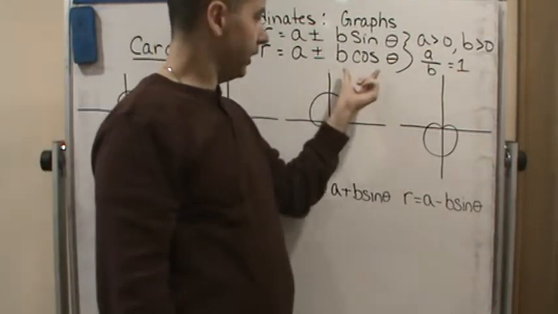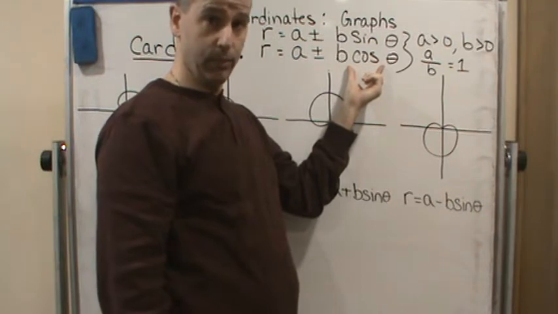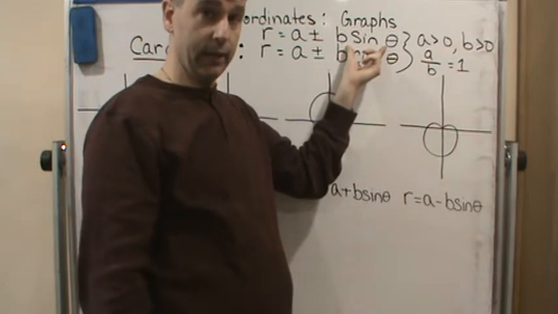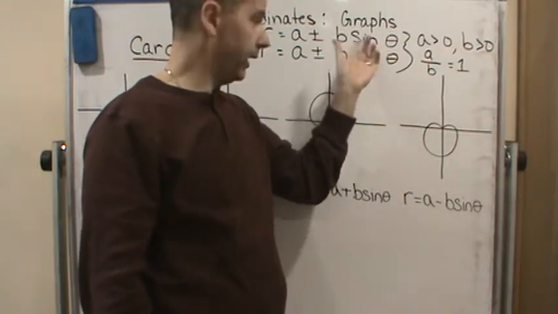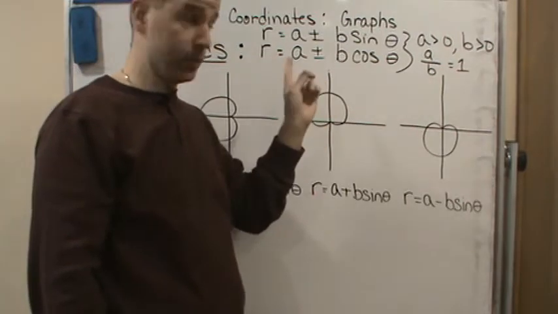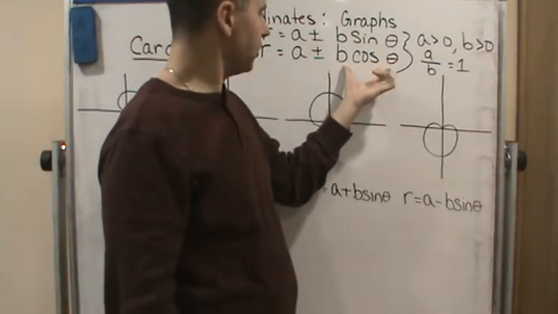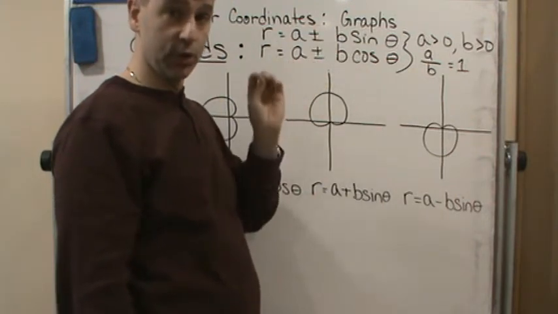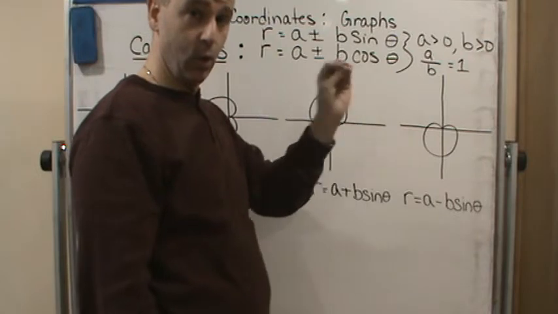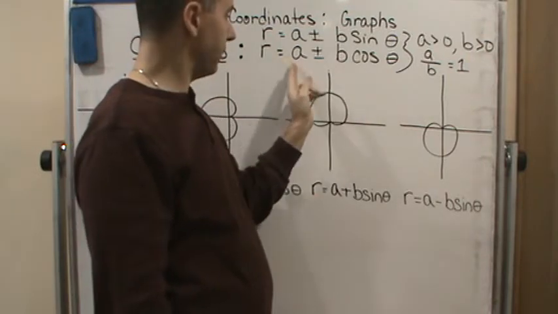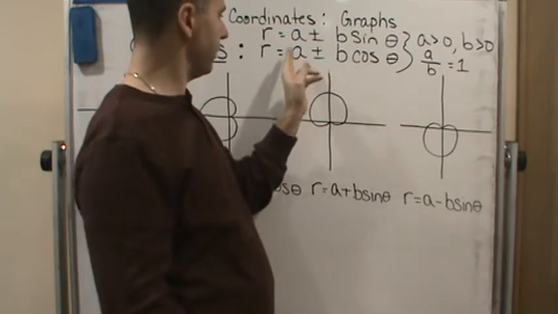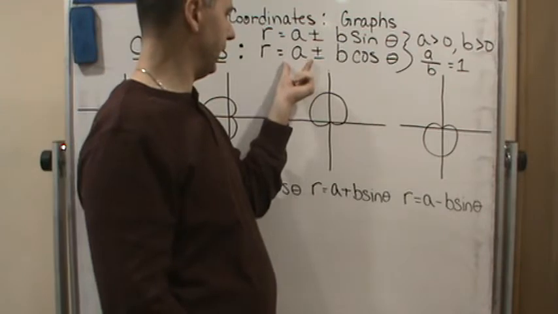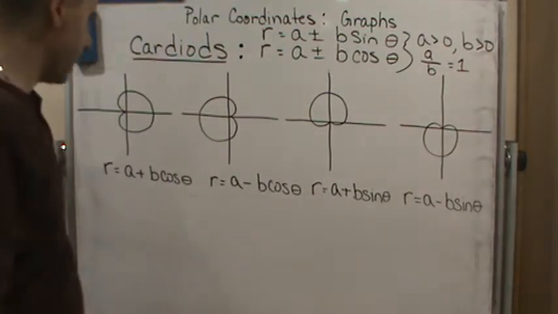Now notice again, cosine goes horizontal, in the x direction. Sine goes vertical in the y direction. So again, very similar to circles, right? When we're dealing with circles, notice that it's like a circle, except it's got this extra piece here. Before, circles was a cosine theta or a sine theta. So the difference between a circle and a cardioid is just this extra term that's being added or subtracted here. So it just has that extra term.